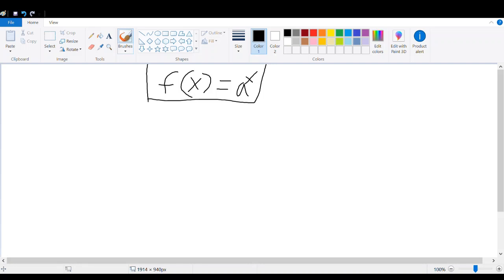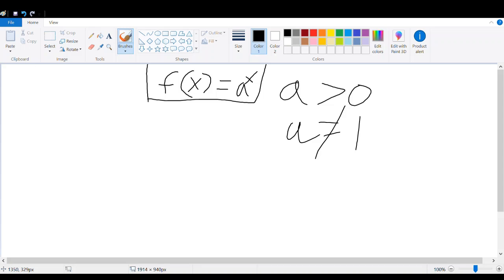Today we're starting our chapter, I don't know if I'll finish it, hopefully I will, on logarithms and exponential functions. We're going to start this off by talking about an exponential function. This is our basic exponential function, f of x equals a to the x, where a is greater than 0 and a does not equal 1.